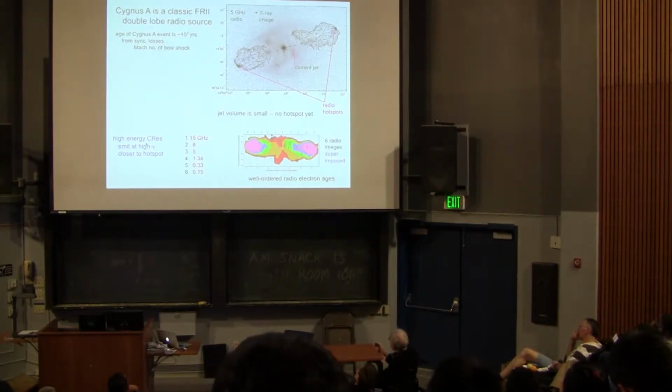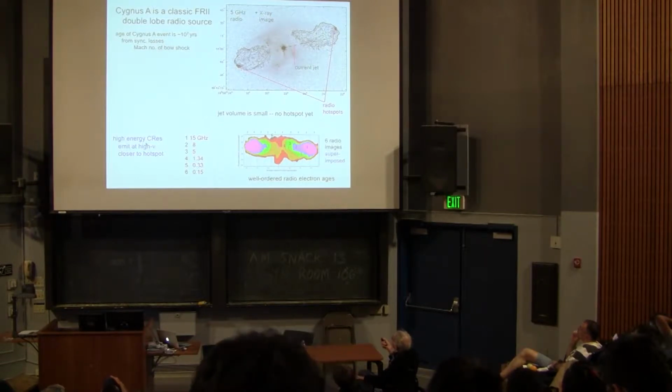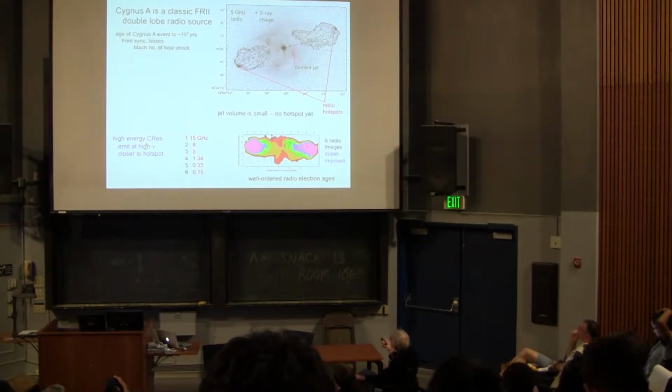Okay, this is the radio picture, first discovered in the 30s. This is a classical double radio source at 5 gigahertz, and you see two separate lobes, and it's about 10^7 years old, based on just the lifetime of the synchrotron electrons. But the whole region inside here is filled with radio radiation. This is an important point.